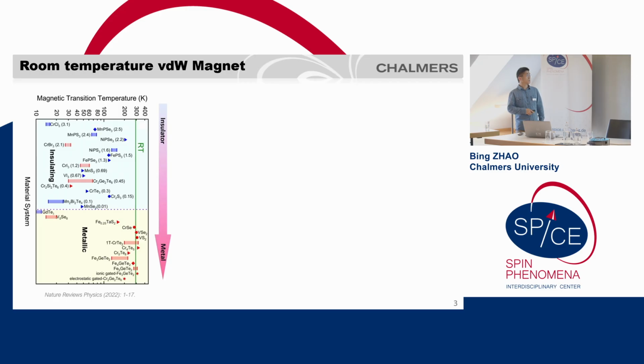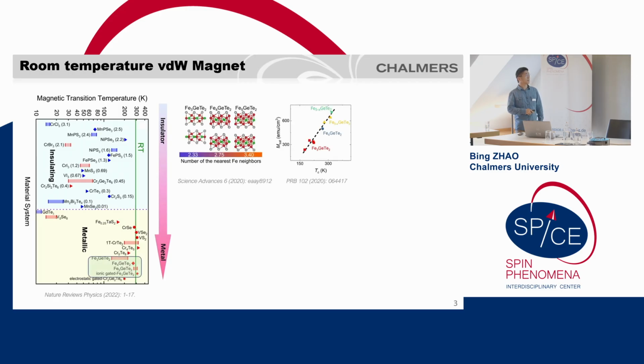Today, I will show you some work on iron germanium telluride. And this classical material is very unique. When you increase the iron atoms, the Curie temperature increases and the saturation magnetization also increases. Of course, all these materials are metallic, which is important for electrical spin injection or SOT.